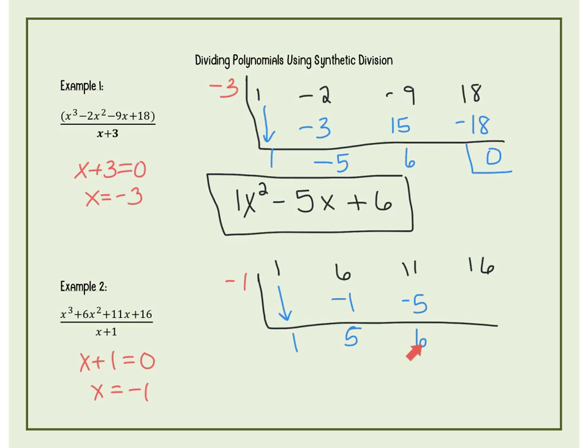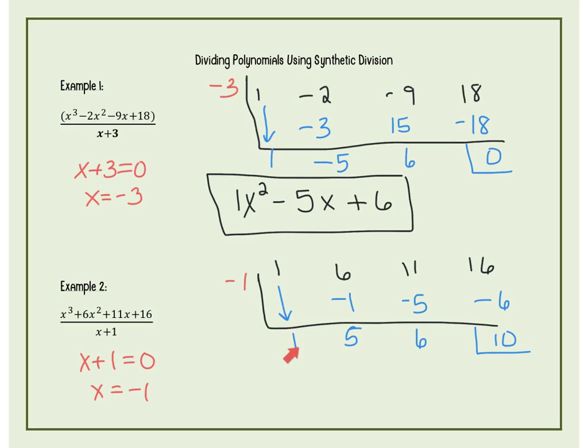Now multiply with the number on the outside. 6 times negative 1 is negative 6. Add those together or subtract, and we get a positive 10. So this one does have a remainder. So again, we have our coefficients and we have our remainder.